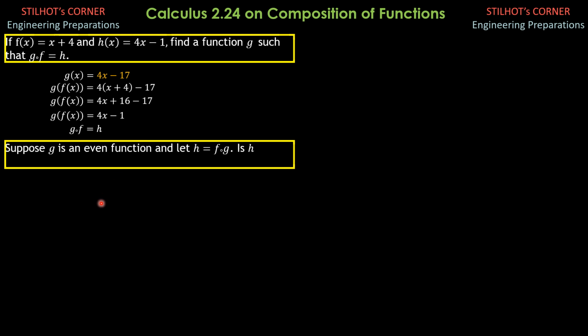Then second problem, suppose g is an even function and let h be f of g. Is h always an even function? So to answer this, let's have examples of f which is an even function, and let's have also an example of f which is an odd function.